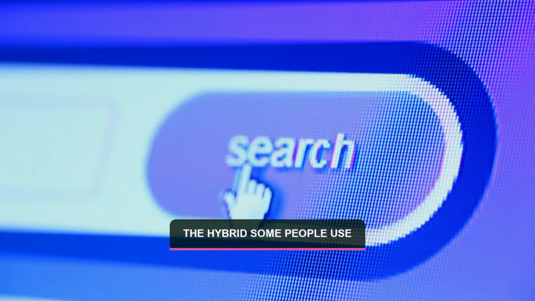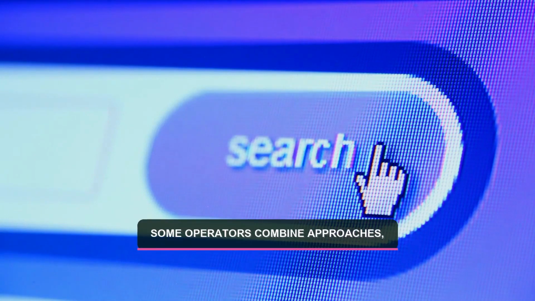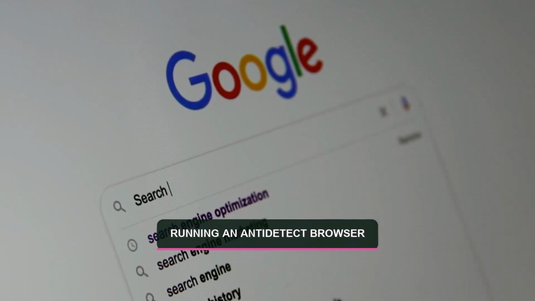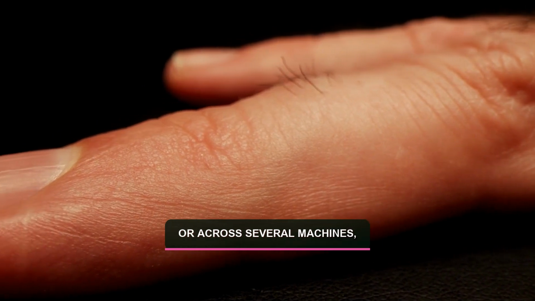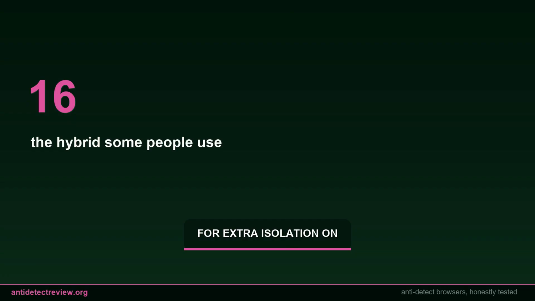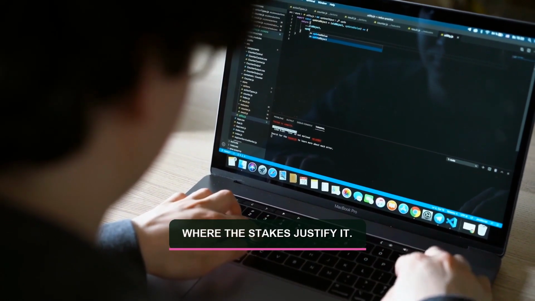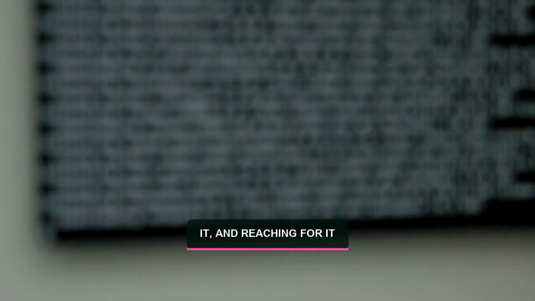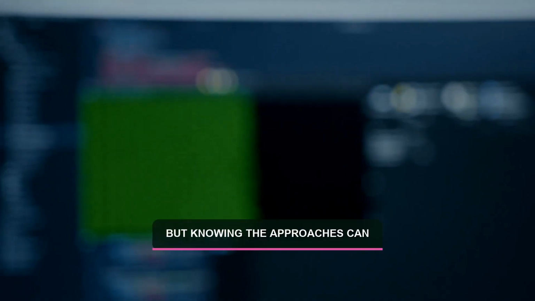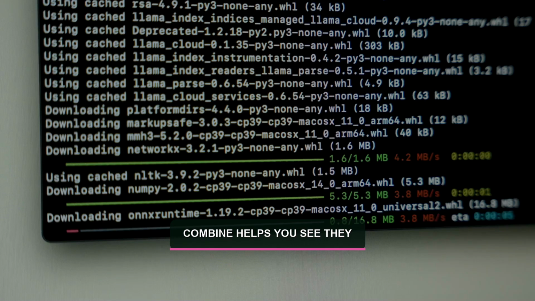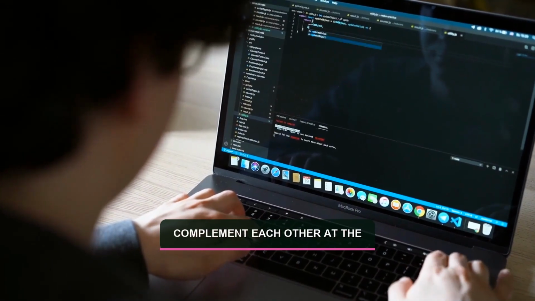The hybrid some people use for completeness. Some operators combine approaches, running an Antidetect browser inside a virtual machine or across several machines for extra isolation on especially high-value identities. That layering adds separation, but also stacks the costs and effort of both. So it only makes sense for a small number of identities where the stakes justify it. Most people do not need it, and reaching for it by default is over-engineering. But knowing the approaches can combine helps you see they are not strictly either-or. They are tools that occasionally complement each other at the high end.